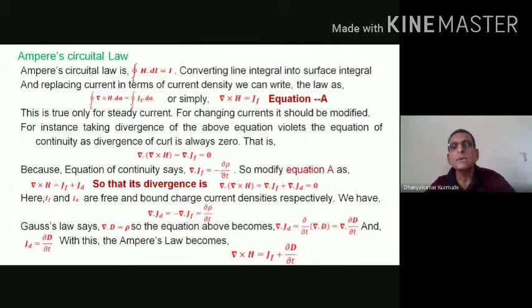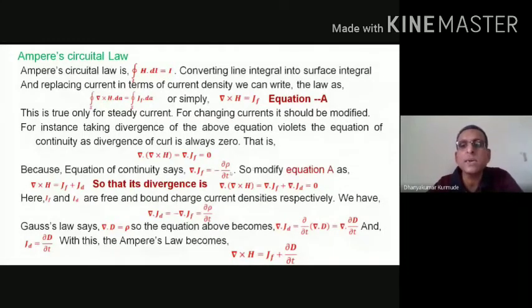So this equation A is not the correct one. According to Maxwell, this equation A needs certain modification. So let us modify this equation A so as to have consistency with the equation of continuity. That should not get violated.